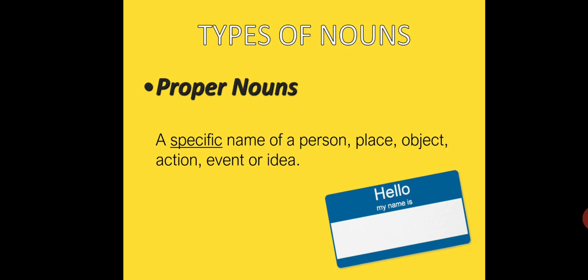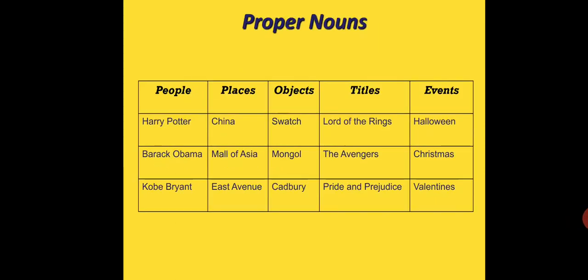So what about proper nouns? Now, you will be understanding common nouns a lot better once you understand the concept of proper nouns. So what are proper nouns? Proper nouns are specific names of a person, place, object, action, event, or idea. If people, we call general terms like nurse, doctor, mother, teacher, child, but we do not necessarily call them in their proper noun. When you say proper noun, that's their given name.